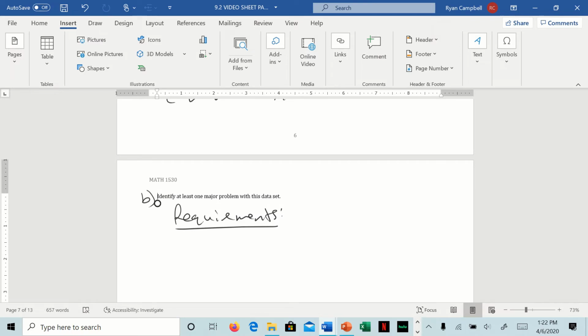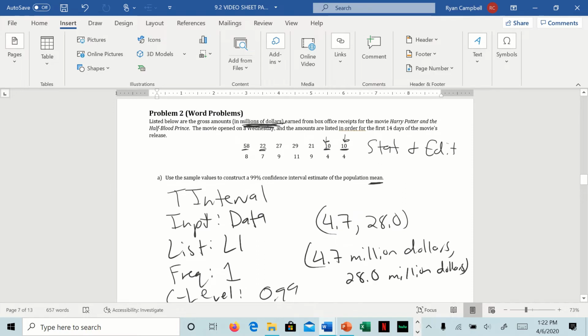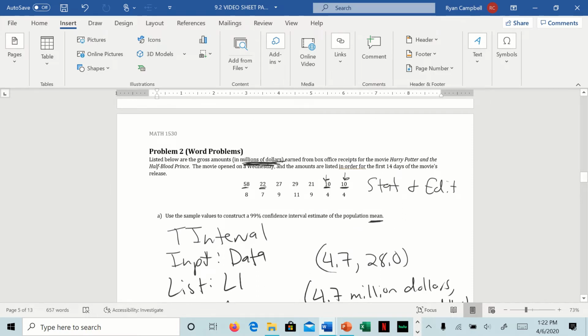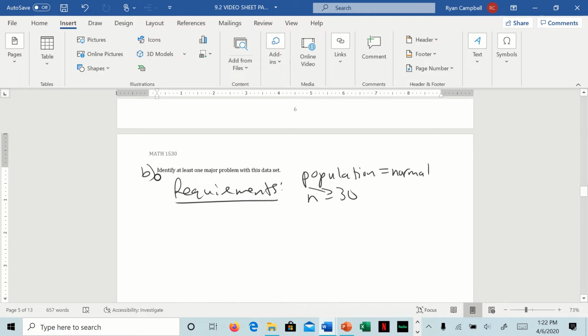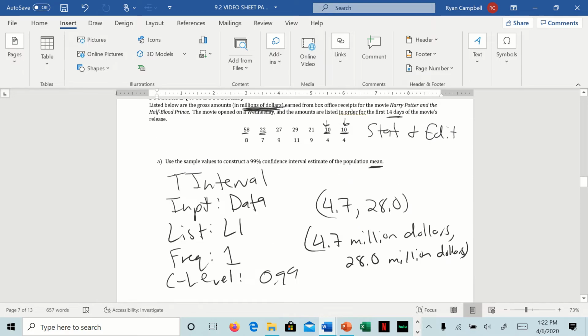Right? So we said either the population is normal or the sample size is bigger than or equal to 30, right? One of those two has to be true for us to be able to do a t-interval. Well, let's look at the easy one. Does our sample size have more than 30 values? No, right? It's just 14. So we definitely know that's not the case. So then the question is, is the population normal?